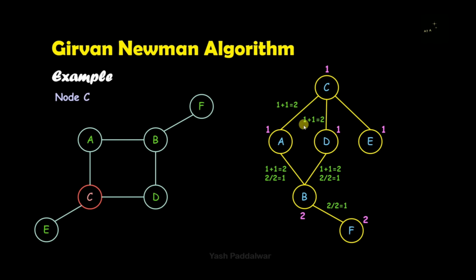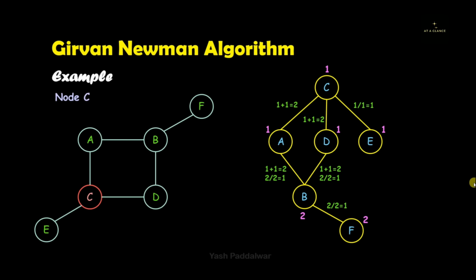So 1 plus 1 is 2. Hence the weightage of the edge AC is 2. Now the next edge is CD. You can see that CD has a previous edge as 1. So 1 plus the weightage of the node D, 1, which will be equal to 2. So CD has a weightage of 2.